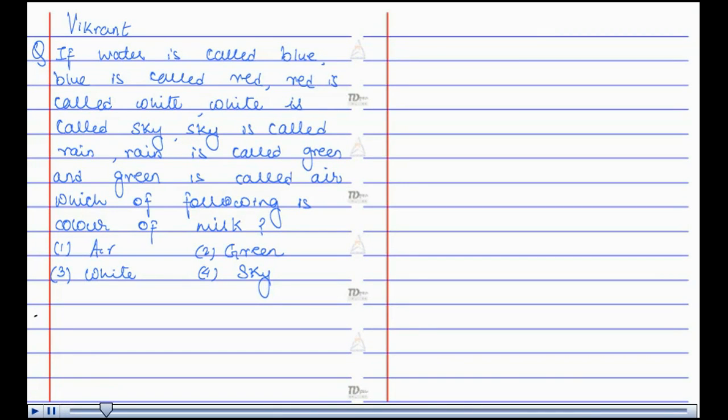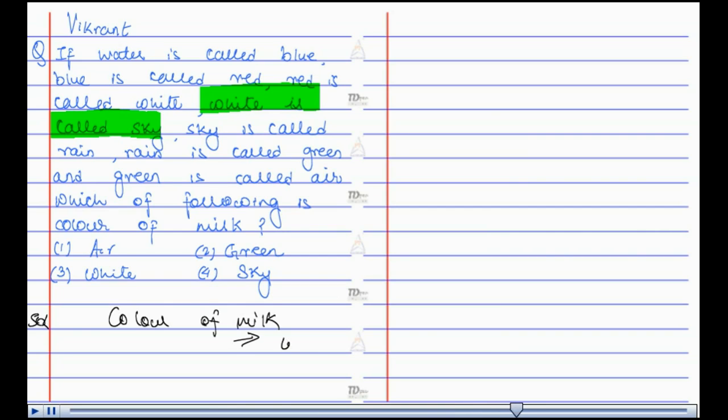The question is, if water is called blue, blue is called red, red is called white, white is called sky, sky is called rain, rain is called green, and green is called air, what is the color of milk? The solution is, if you look at the question, we can logically say that the color of milk is usually white, and white in this case is called sky. So we can say that the color of milk is white, but as per the question, white is called sky. So the answer is fourth.